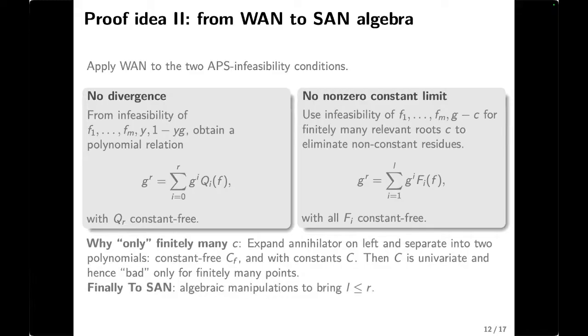And then finally, to prove the criteria, we can do some algebraic manipulations to decrease this degree L to less than R by repeated multiplications.